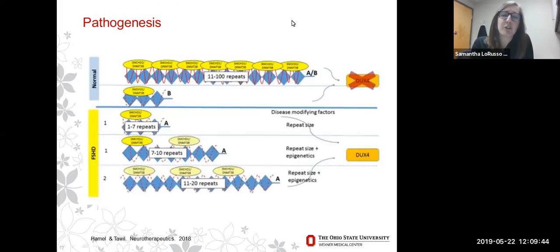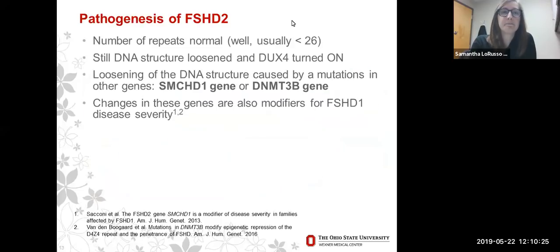This is a diagram trying to explain all of this. If you look at the top where it says normal in blue, this is where people normally have 11 to 100 of those D4Z4 repeats, and then DUX4 is not turned on. Or you can have a decreased number of repeats but have that B next to them as opposed to an A, and then you're still fine and have no DUX4. Whereas in FSH1, just look at the first row next to the yellow, you have a decreased number of repeats, an A after that, and then you make abnormal DUX4.